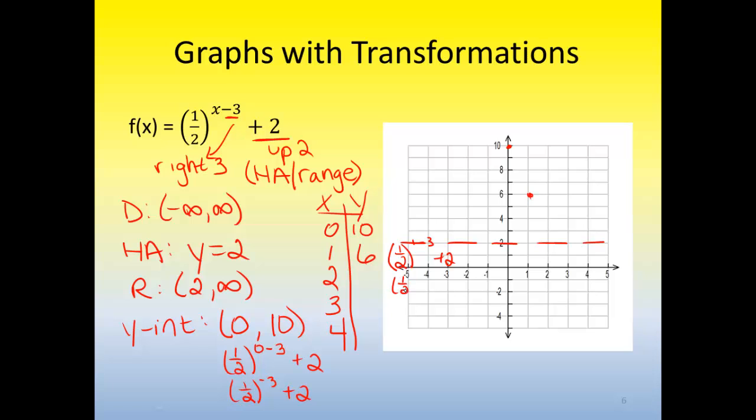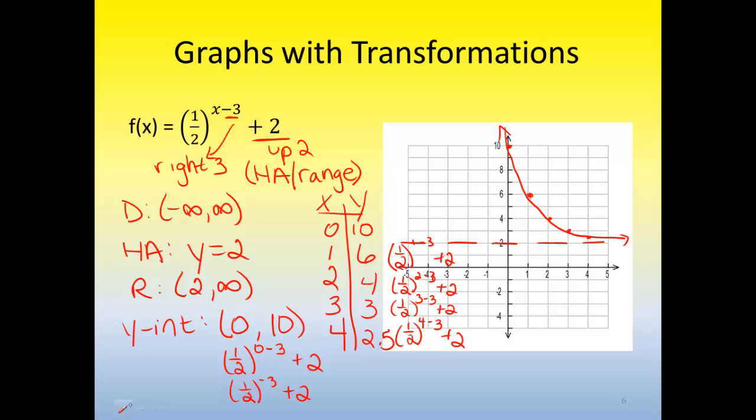At 2, I have 1/2 to the 2 minus 3. That's 2 plus 2 is 4. 1/2 to the 3 minus 3. That's 1/2 to the 0, which is 1, plus 2 is 3. And then at 4, I have 1/2 to the 4 minus 3. That's 1/2 to the 1, plus 2. That's 2.5. And so there is my exponential graph.